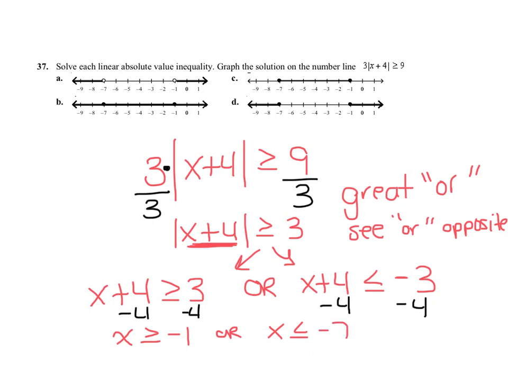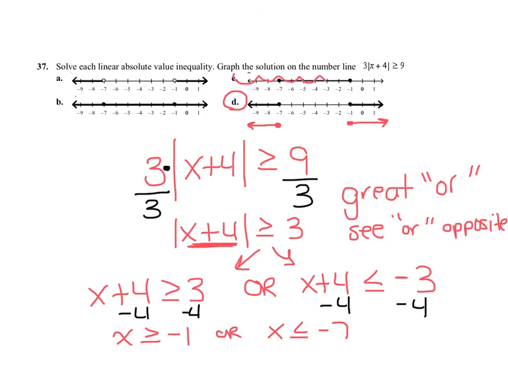So we can go up and look up here. We have x is greater than or equal to -1. So here we have a closed circle going to -1, and we need a closed circle on -7 going to the left. So that would leave me with D.